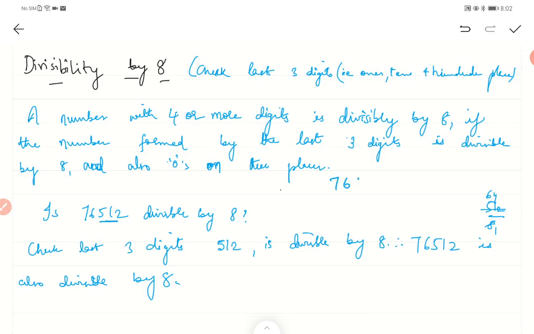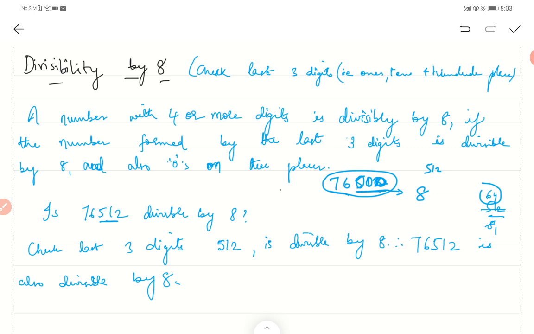7, 6, 5, 1, 2. So if you check these last 3 digits, 5, 12, is it divisible by 8? 8 times 64, thus. So you will say that 765,12 is divisible by 8. Simple. Or if the units, tens and hundreds places are all 0, you can directly say that this is divisible by 8. This is the rule for divisibility by 8.